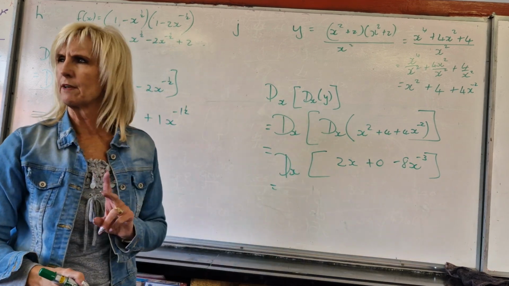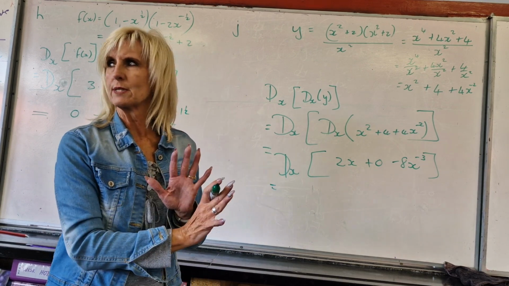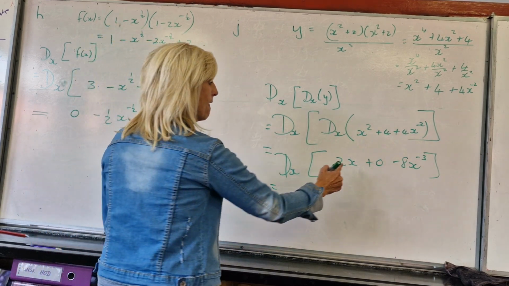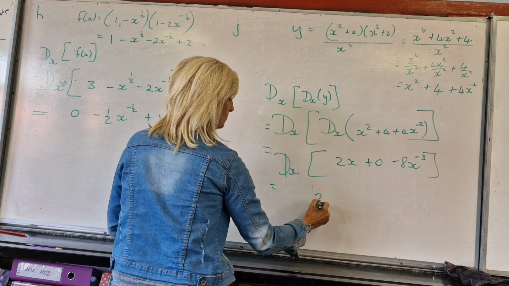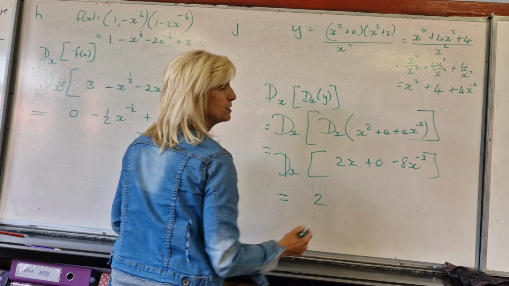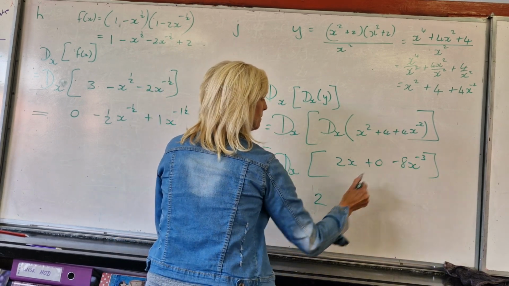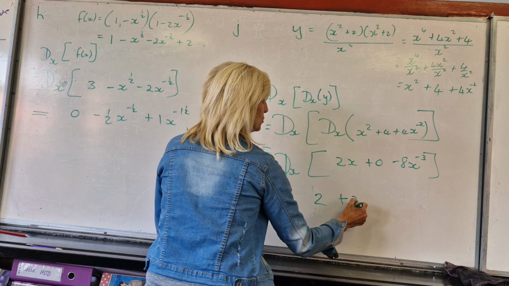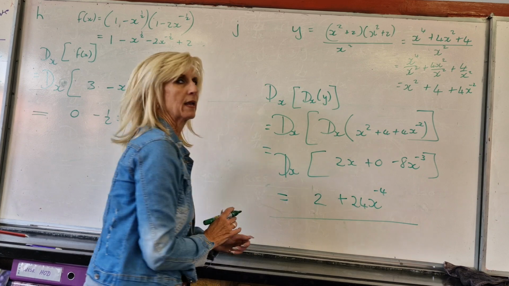Double derivative gives you what? Acceleration. But nothing to do with this sum, just for future reference. Do the derivative. 2. You're not going to do 0 again. 0, 0. And then this would be plus 24x to the negative 4. And that's it.